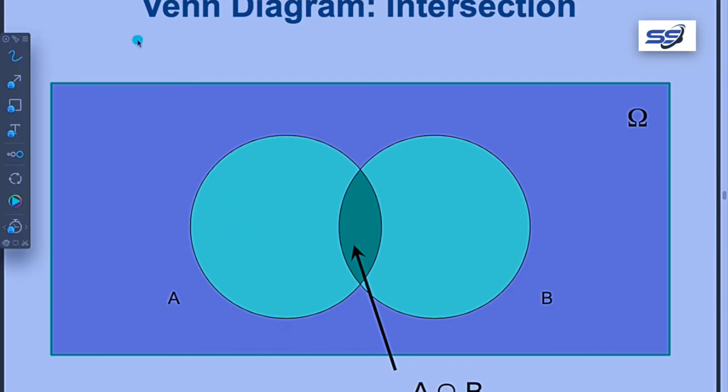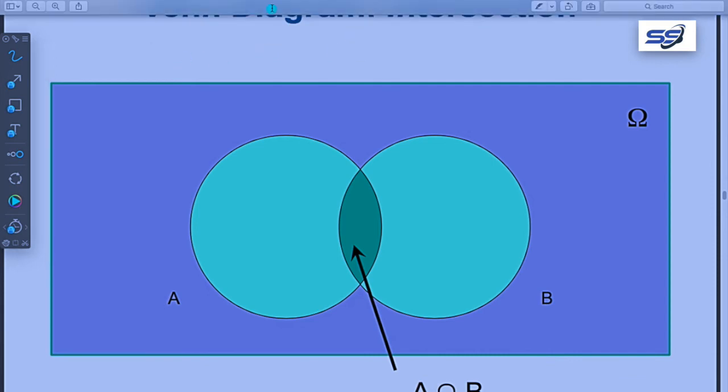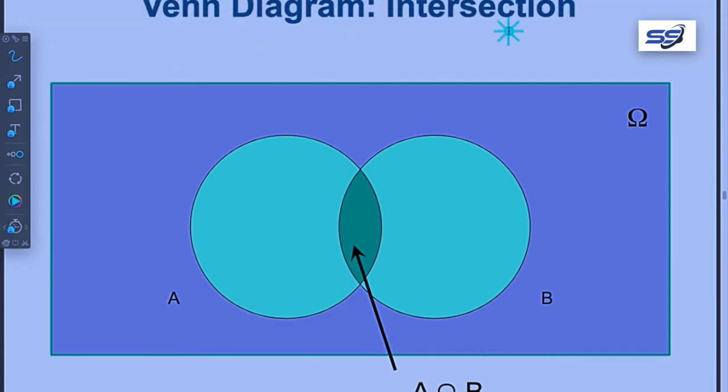Now, Venn diagram of the intersection of sets. Here, this big box is the universal set, and this is the symbol of the universal set. The first circle is set A, the second circle is set B, and the intersecting part of both circles A and B is A intersection B. In this way, this is the Venn diagram for the set A intersection B.